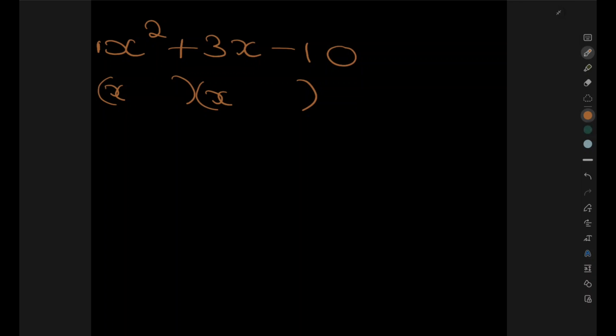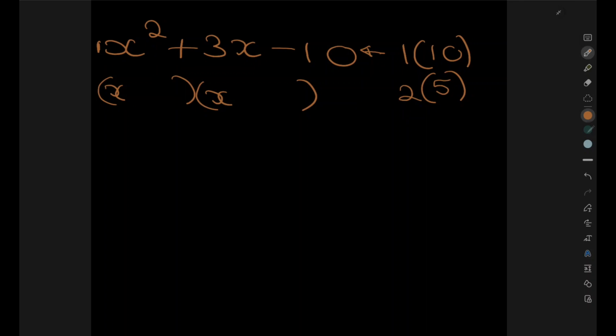Now we need to look at the values of 10, or minus 10 in this case, that if we add or subtract them together, give us 3x. We know that the factors of 10 are 1 and 10, and 2 and 5. And in our world, 1 and 10 can never make 3, right? So we obviously know that we have to focus on 2 and 5.